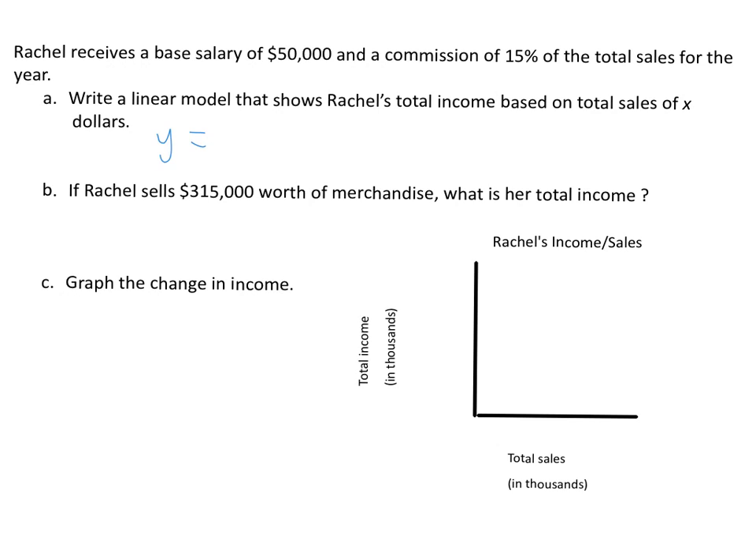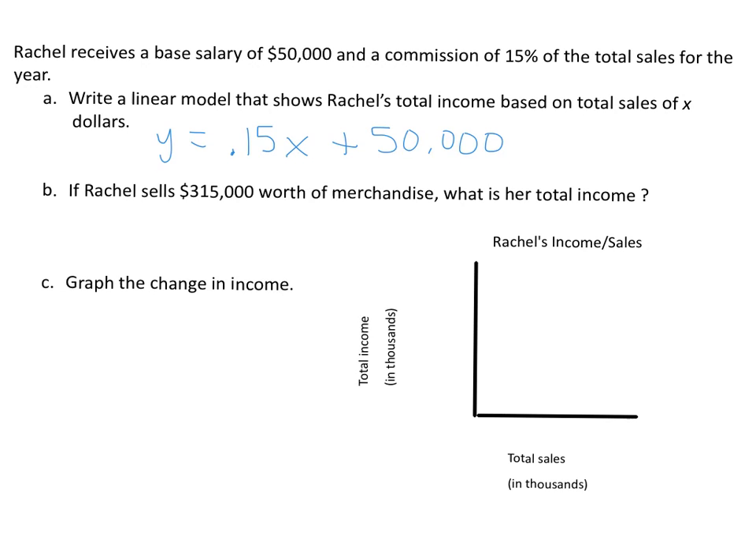the year. So if I change 15% to a decimal, I move that decimal 2 places to the left and drop the percent sign. So that's 0.15 times x, of how much her total sales are. We don't know what they are going to be, but she'll make 15% of that. Plus, she earns $50,000 no matter what because that's her base salary.